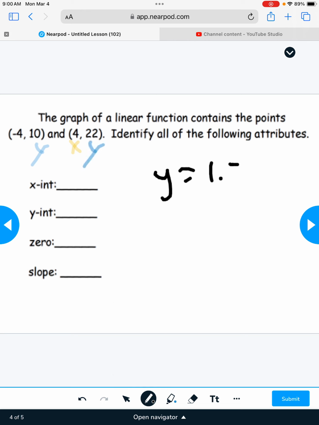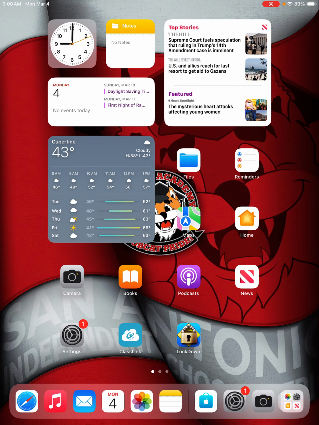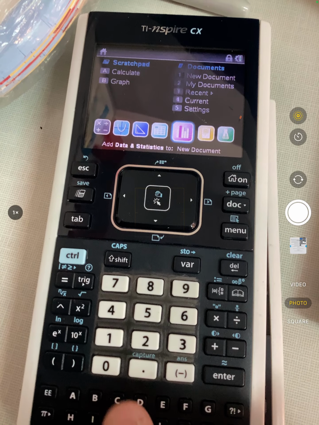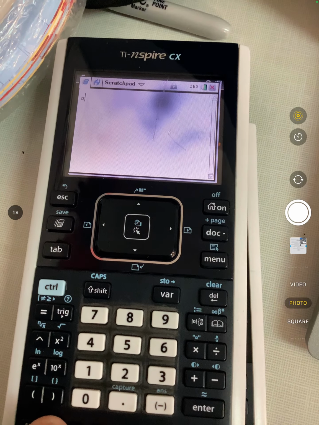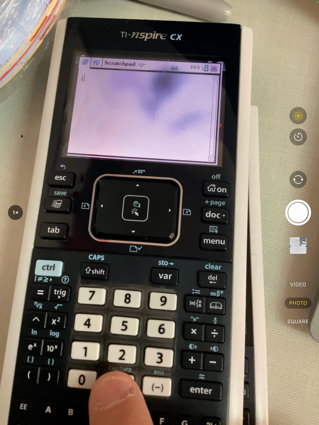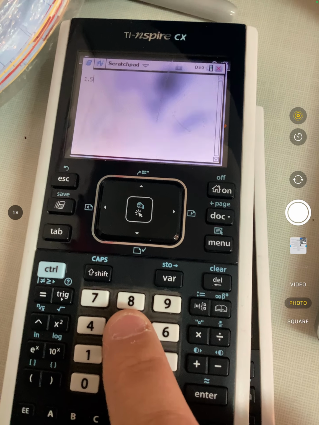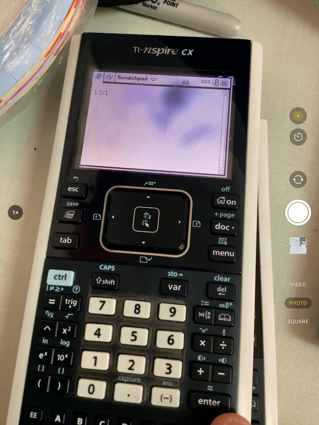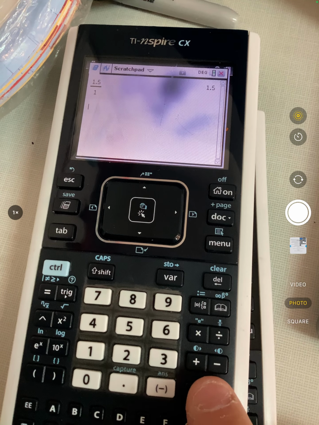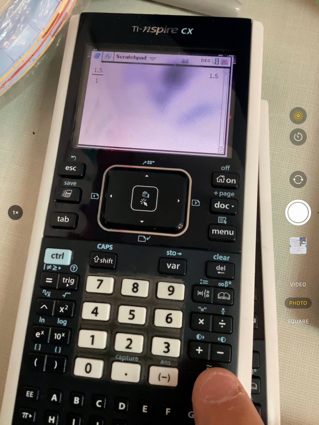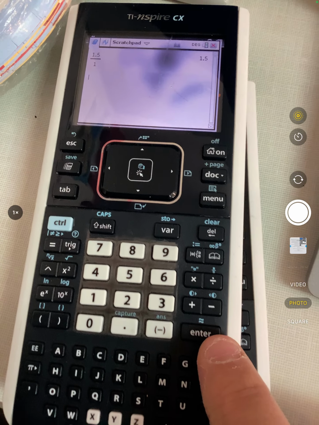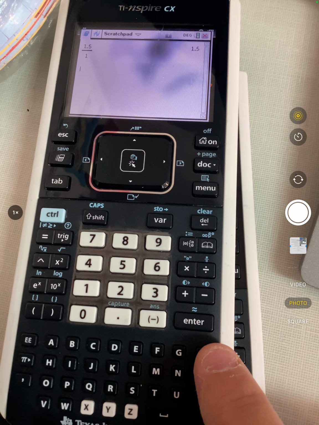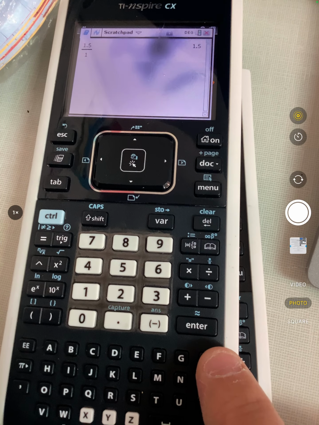So I take my y equals 1.5x plus 16 that I just got. And then I'm going to go back to calculate, and I'm going to push 1.5, and then I'm going to be able to convert this to a fraction. Oh, that didn't work. I had hoped it would. Okay. So for this, there is a button, I don't remember what it is, for us to be able to convert it to a fraction.